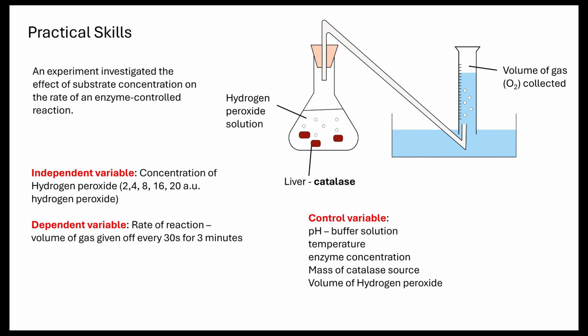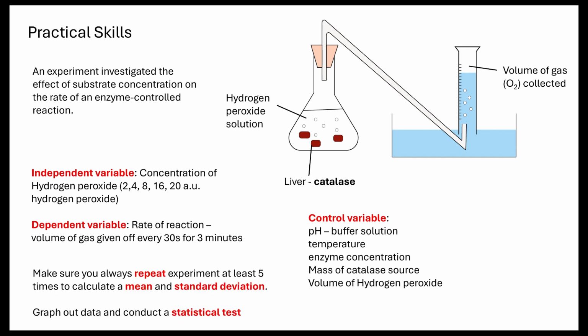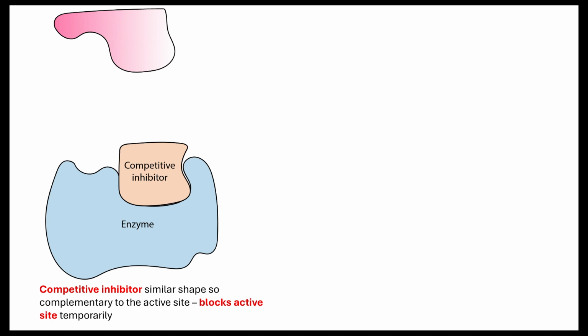And obviously remember your volumes. If you are changing the concentration, you need to control the volume of hydrogen peroxide for each of your tests. It's also important that the results you're collecting are valid, and to increase the validity of your data, you always want to repeat, and rule of thumb, at least 5 times. Why? So that you can calculate a mean and standard deviation, and then you can graph out the data and conduct a statistical test.